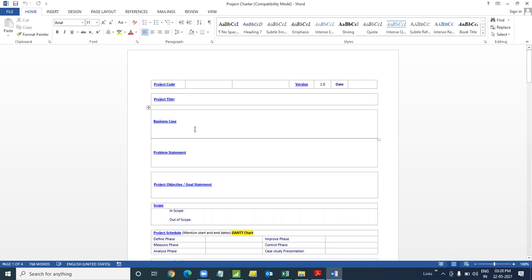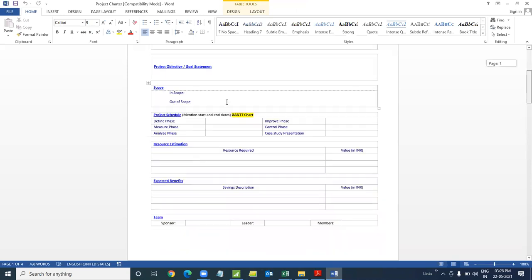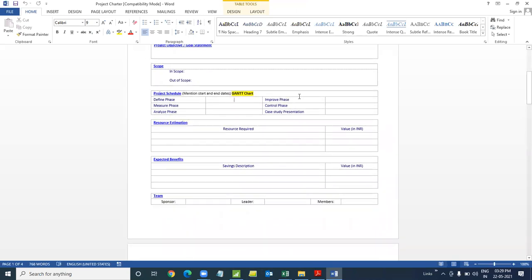So a project charter technically comprises your business case, a problem statement, a goal statement, the scope of the project, and the timelines of the project: when the phases will start and end, the define phase, the measure phase. Then tentative resource estimation and tentative expected profit. We haven't got the team yet, but tentative resource planning will be done.